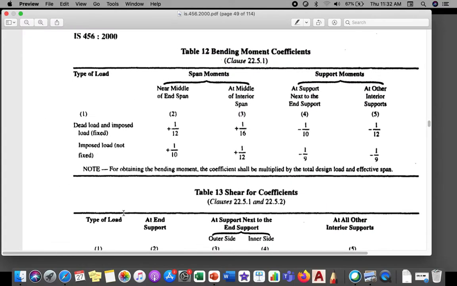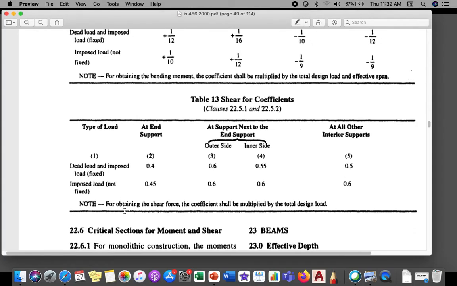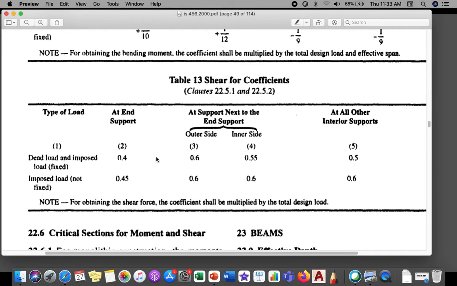Now once we have identified the moments, we have to find the values of shear force. Again, on the same line, same fundamental, variation of loading and span less than 15%, so we can directly use IS 456 table number 13. Herein we have table number 13, and see the points: at end support, at support next to end support, where we have to consider outer side and inner side, and at all other interior supports we have to consider the value. So we will now do it.